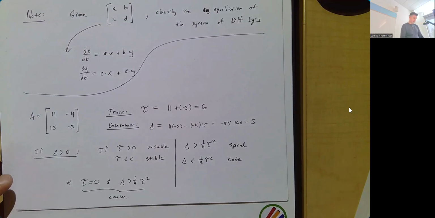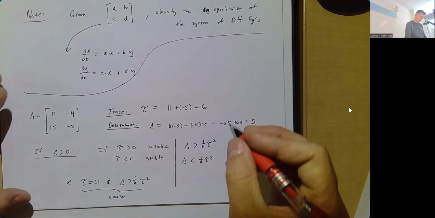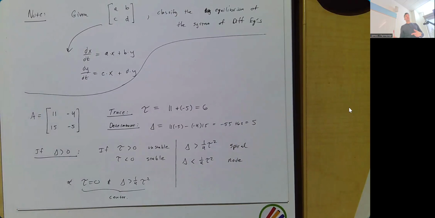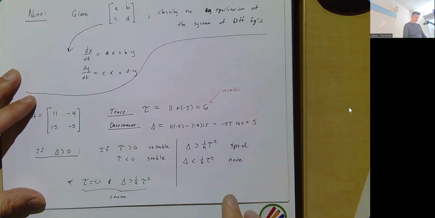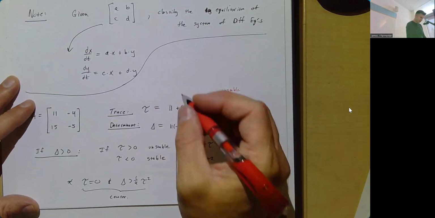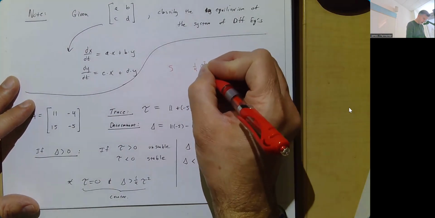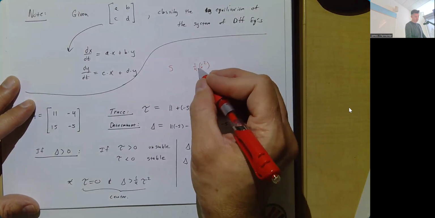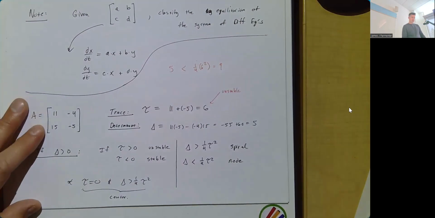So in this case, our determinant's positive, meaning we don't have a saddle. And then our trace is positive, so we have an unstable equilibrium. And then comparing our determinant and 1/4 of our trace squared, the determinant 5 compared to 1/4 of our trace squared. 1/4 of 36 is 9, and 5 is definitely less than 9. So we have a node.